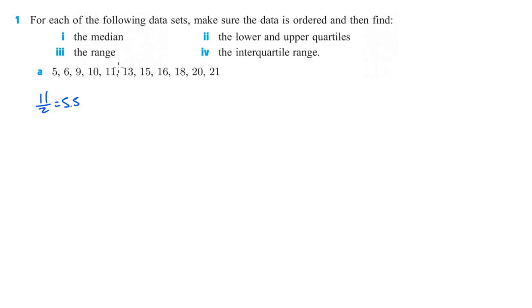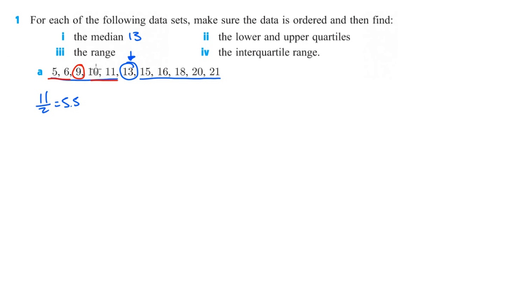Obviously you're not going to cut a piece of data in half, so here's going to be our 5 below. Here's going to be our 5 above. So that means that 13 is our median. Since that was the actual number, we take that number out to help us find lower and upper quartiles. So now we find the middle of these 5 numbers. These 2 numbers are above, these 2 numbers are below.